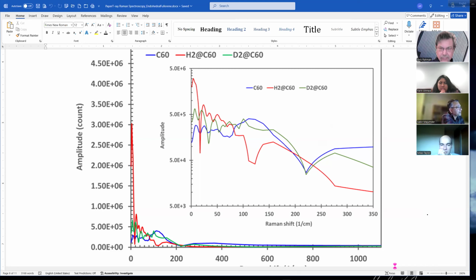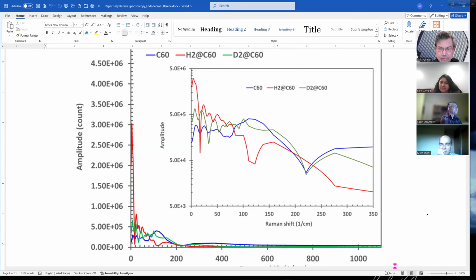If you look at the enlarged one at the top right, especially the dip on the red one, the H2 one, around 120 wave number, I suppose. Yeah. It's a very significant difference. What does that mean between H2 and D2 here? So H2 is simply one proton. Right, D2 is one proton and one neutron.